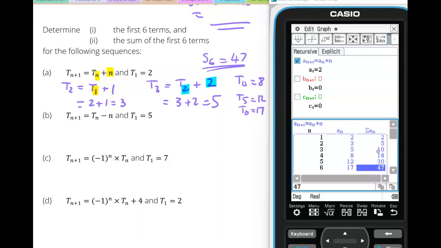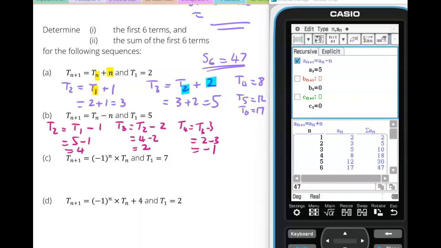So I want you to practice the next one, part B, yourself now. Do it. So again, your first term is 5. We've typed in Tn, take 1, or An, obviously with the calculator you say An, take N. So N is obtained up the top here. You tap on that where it says NaN to get N if you need it.